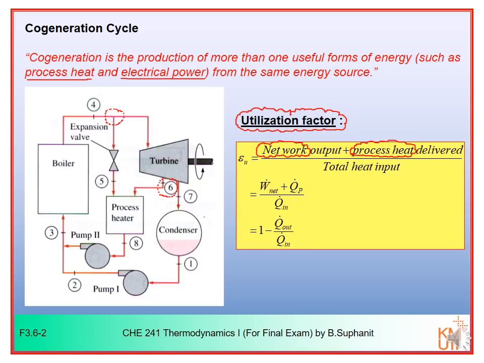Net work output plus process heat delivered to the process, divided by the total heat input that we supply into the boiler. So the utilization factor, epsilon U, will be equal to W net plus Q P, where Q P is the process heat delivered, divided by Q in. This is the definition of the utilization factor.